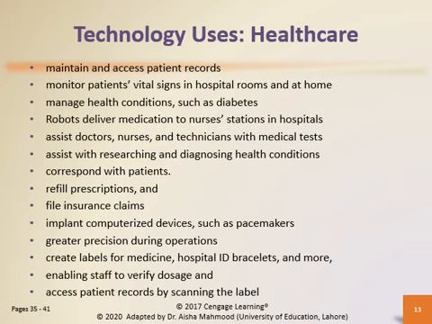Okay, let's have a look at different uses. Hospitals and doctors use computers and mobile devices to maintain and access patients' records. Computers and mobile devices monitor patients' vital signs in hospital rooms and even at their homes. Patients use computers to manage health conditions such as diabetes. Robots deliver medications to nurse stations in hospitals.